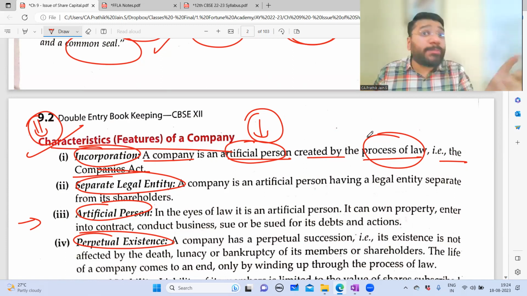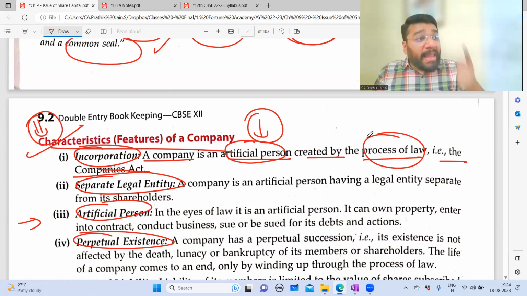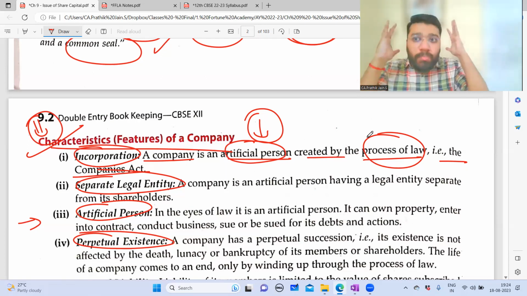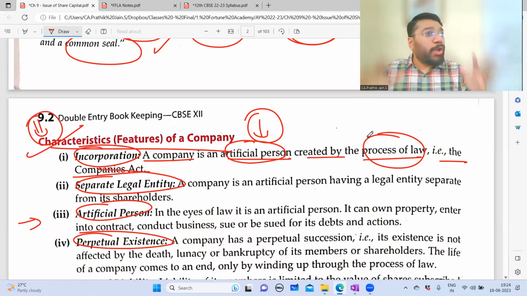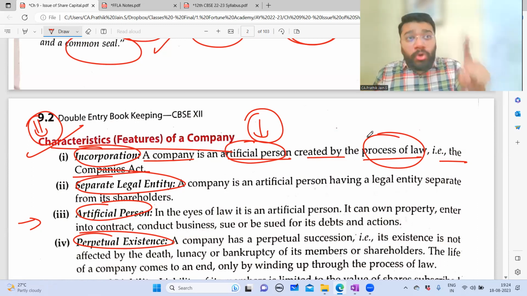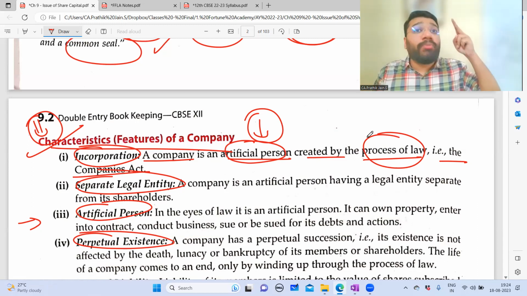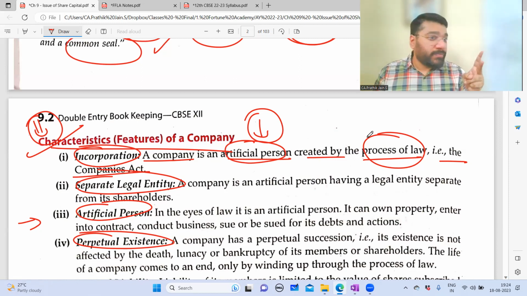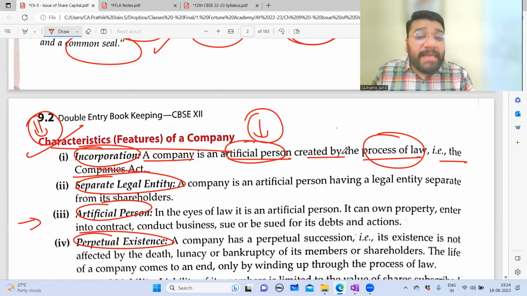So there's no such process in the partnership concern. You did whatever you felt like doing. But in companies, you cannot do like that. In companies, the government compliance is humongous. You have a lot of government compliances to be done. If you don't do it, you'll be penalized. You'll even be put behind bars. So a company is an artificial person created by the process of law. So there's a certain procedure that you have to follow as per law, failing which you cannot register a company.